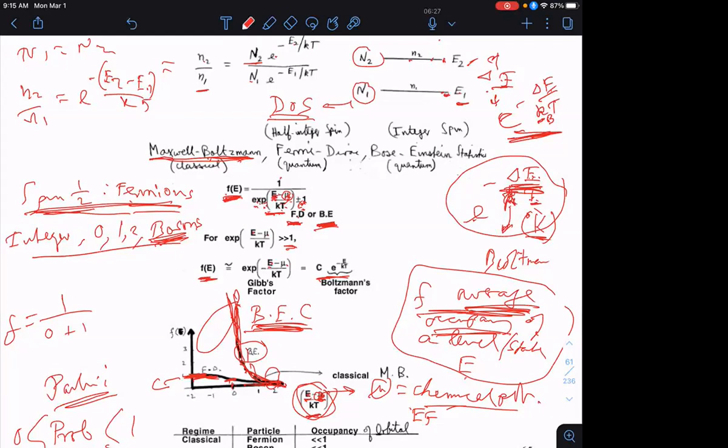Basically, in the case of Fermi-Dirac, for energies E less than mu, you can ignore the first term, and you then end up with 1 over basically 1. Therefore, this asymptotically goes up to 1, meaning that the maximum occupancy of a state for fermions is 1, which is another way of stating the Pauli exclusion principle.